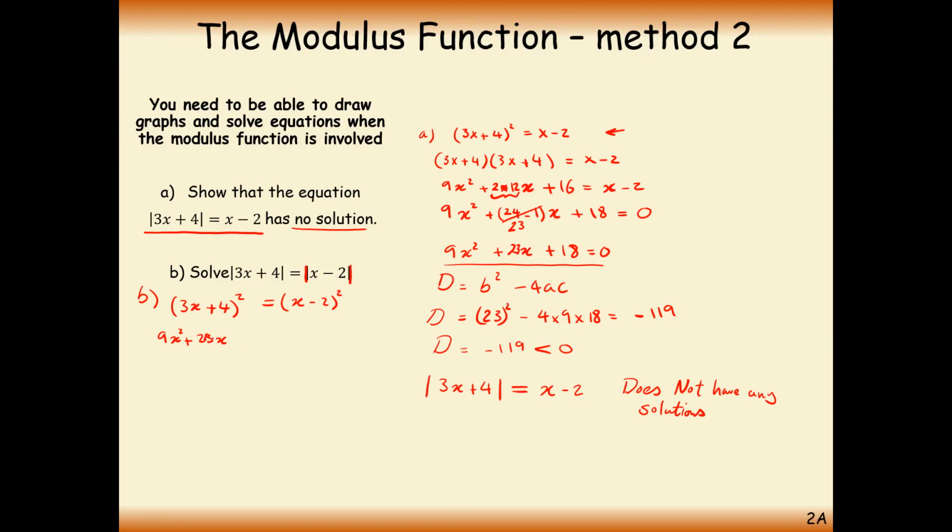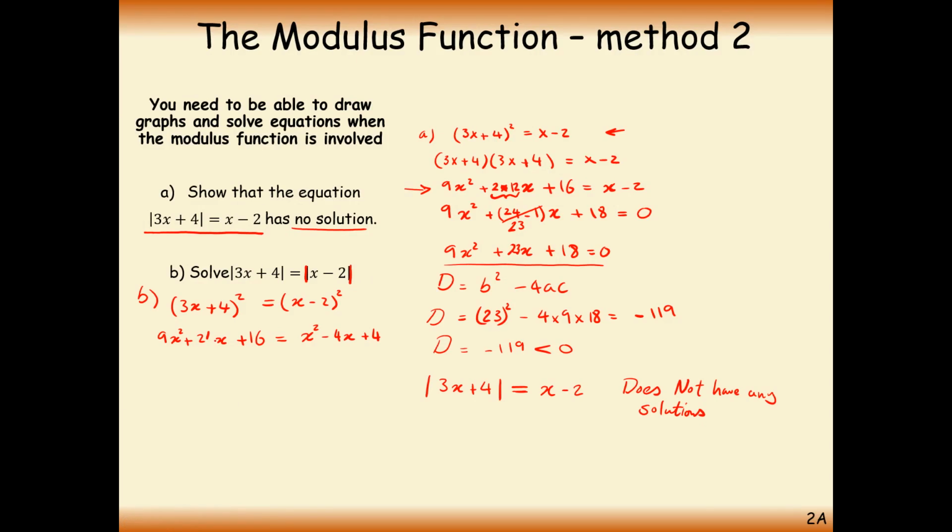We had actually 24x. If you remember up here, this line here, we ended up with 24, 23. So I should have been careful there, plus 16. And on the right hand side, we'll have x squared minus x times negative 2 times 2, which is minus 4x, plus 4.